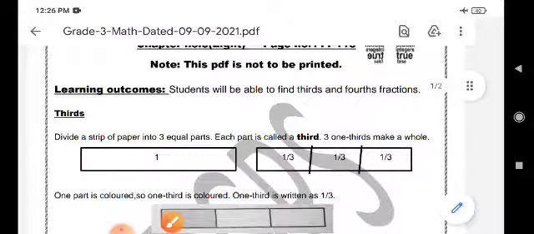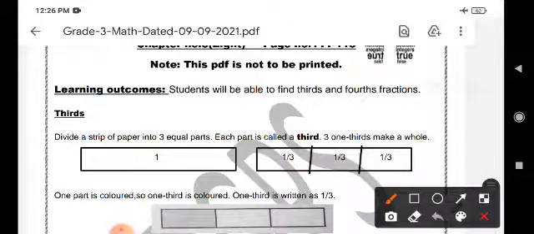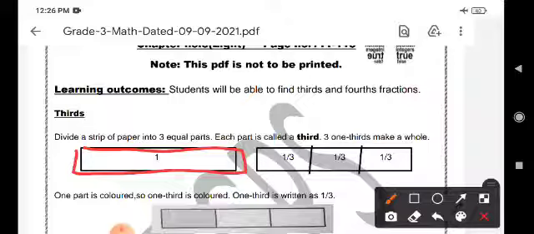In the previous classes, we learnt about what is whole, what is a fraction, what are halves, how we represent half. Today we are going to learn about thirds first. So, take this strip of paper. It is rectangular in shape. Shapes we all have learnt.